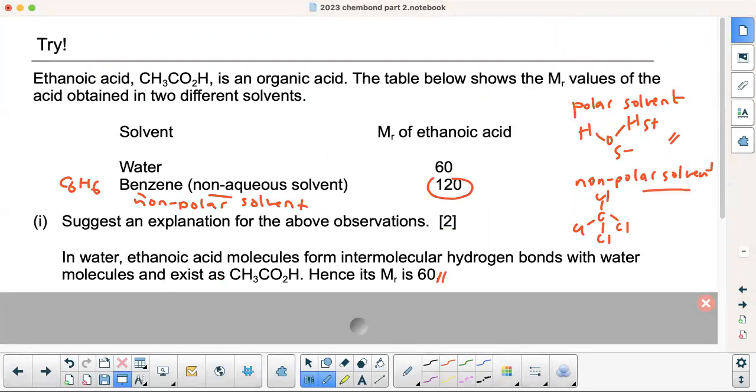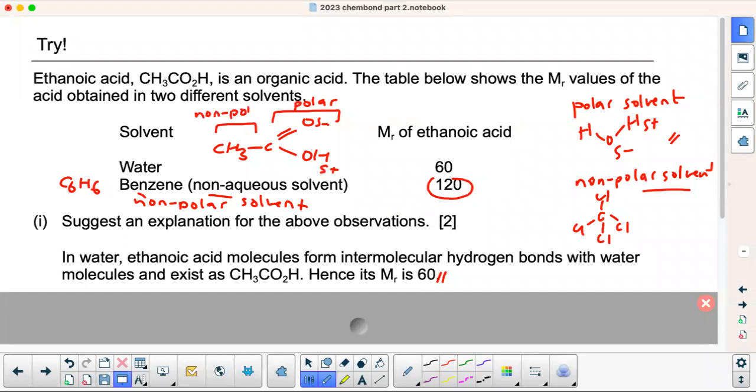I'm going to show you why it can dimerize in benzene. This is the concept. You all may not notice this, but this is the idea. If you look at this part of the molecule, it is polar, because this part has a delta plus and a delta minus. This other part of the molecule is actually non-polar.